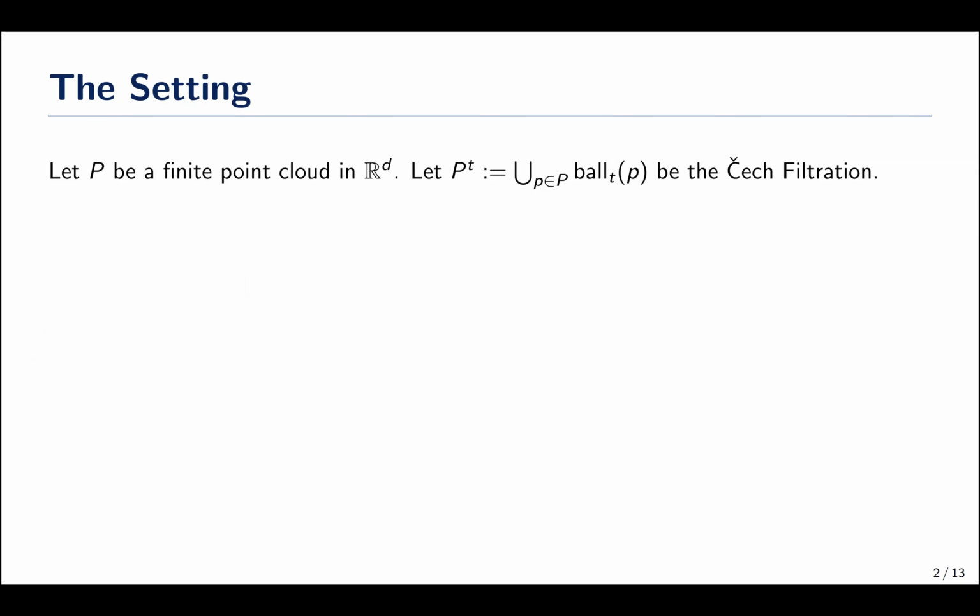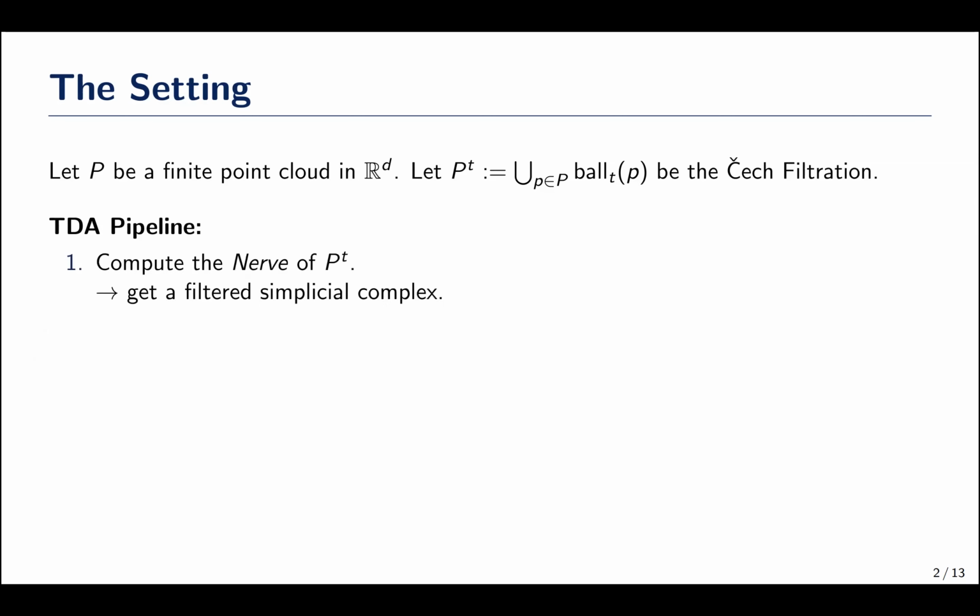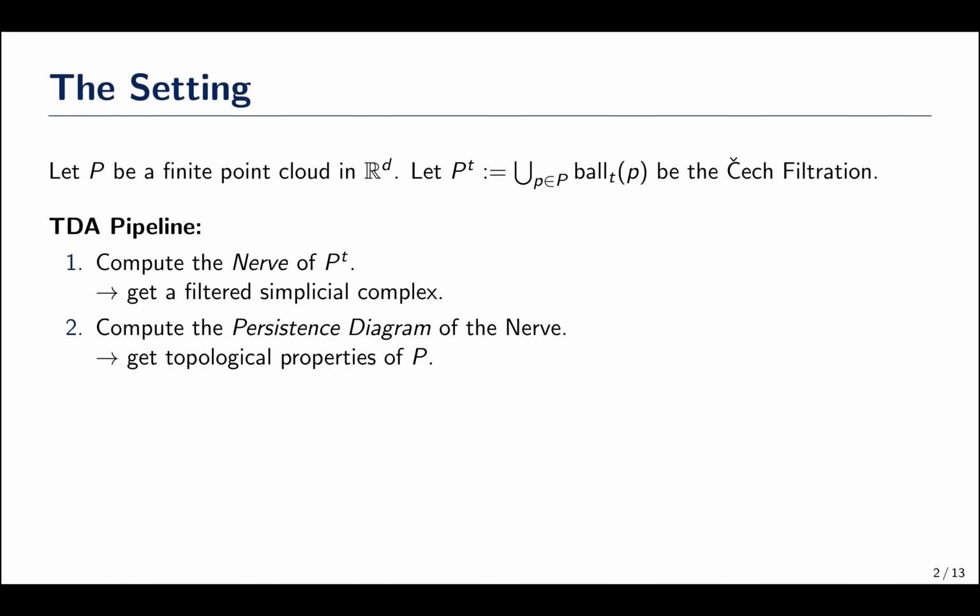And the classical TDA pipeline would now be to first compute the nerve of this filtration. So we get a filtered simplicial complex, which we then can compute the persistence diagram of to get the topological properties of a point cloud P.